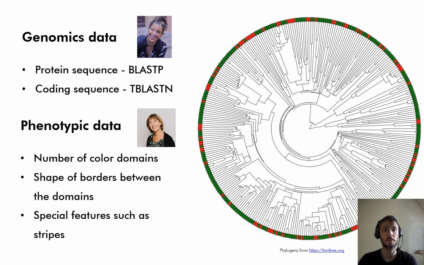This data is then combined with the phenotypic data and placed on the tips of a phylogenetic tree downloaded from birdtree.org. To summarize, our data is a phylogenetic tree, the tips of which have been enriched with categorical variables representing a phenotypic character, e.g. the number of color domains, presence of stripes, etc., and with an aligned nucleic or protein sequence for the genes of interest. Moving on to the analysis part.